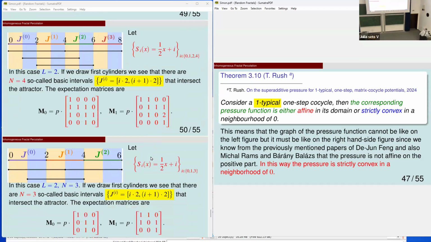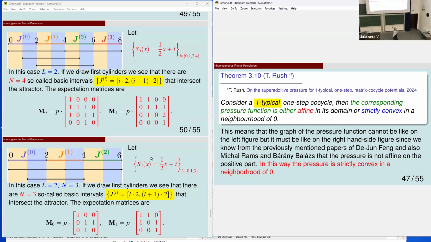Here are examples. So one example is this. Let me tell you, 1 over 2 is the contraction ratio, and the translations are what? This is one cylinder interval. The translation is 0. This is another cylinder interval. The translation is 1. This is another cylinder interval. The translation is 2. And this is the last cylinder interval. The translation is 4. 0, 1, 2, 4, but not 3.